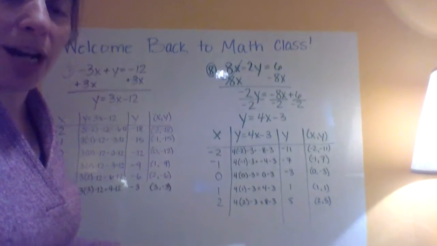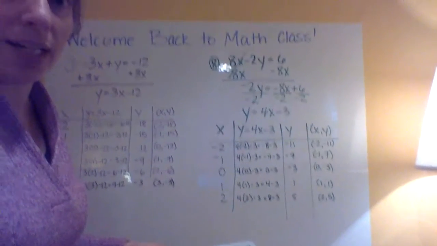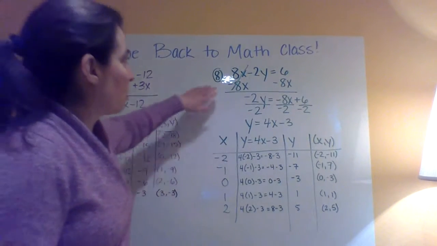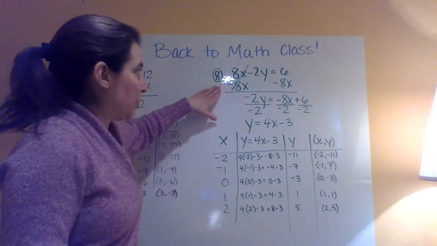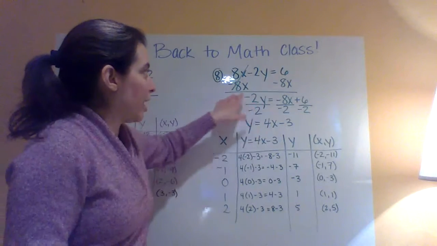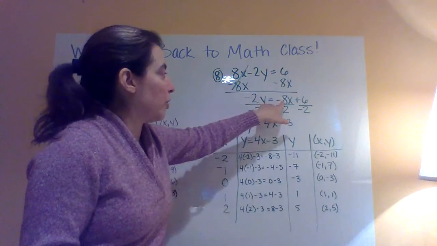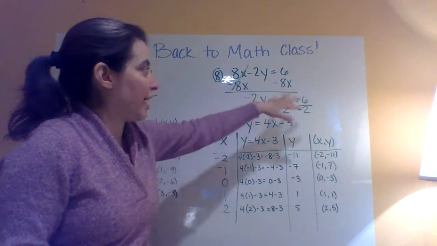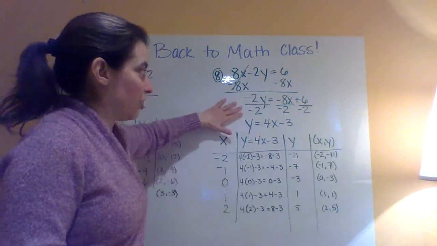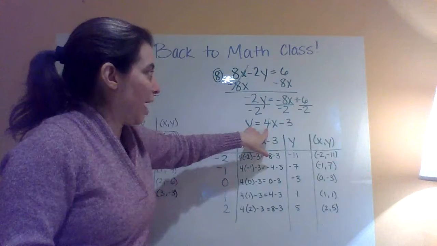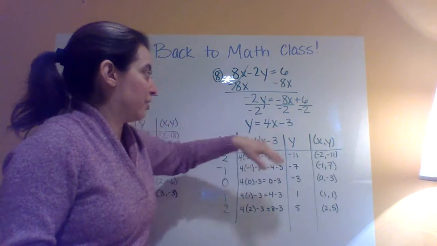And then let's look at number 8, the work for number 8. So we have 8x minus 2y equals 6. Subtract 8x from both sides, so we get negative 2y. Don't forget to bring that negative down. Equals negative 8x plus 6. Divide everything by negative 2. So watch your signs. This is going to be positive 4x minus 3.